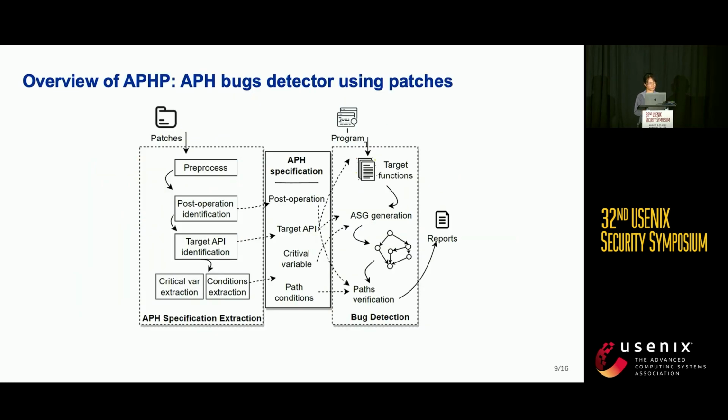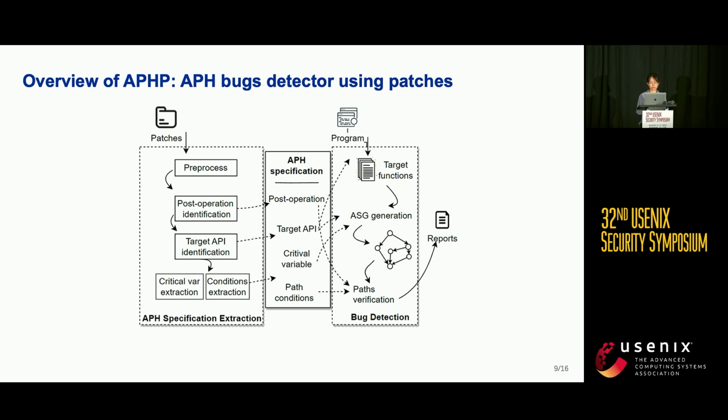Based on this insight, we present our tool APHP, which stands for APH bug detector using patches. APHP automatically obtains APH specifications using code and description in patches, and then uses the specifications to detect new APH bugs in target programs. The workflow is very straightforward. It consists of 2 phases: specification extraction and bug detection.